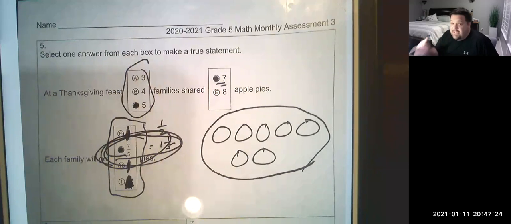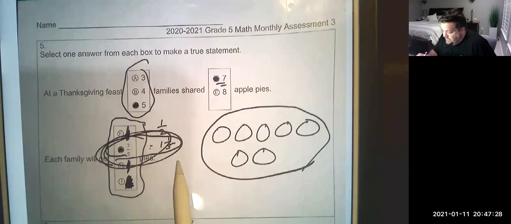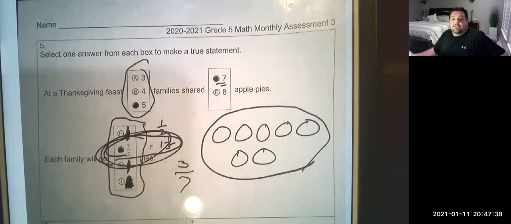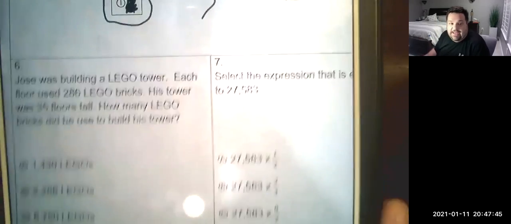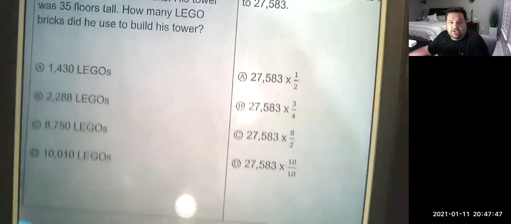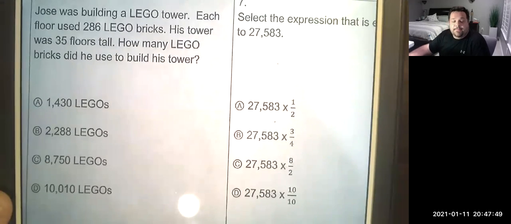So you guys just have to think, if you pick the boxes and you decided to do 3 and a 7, that'd be 3/7. Well, does it make sense that each person would only get 3/7 of a pie? That doesn't actually make sense, right? So I know this is tough. I know it's a challenge, but you've got to draw the picture out whenever you have a chance. Number 6, we did spectacular on. You guys know to just multiply out number 6.